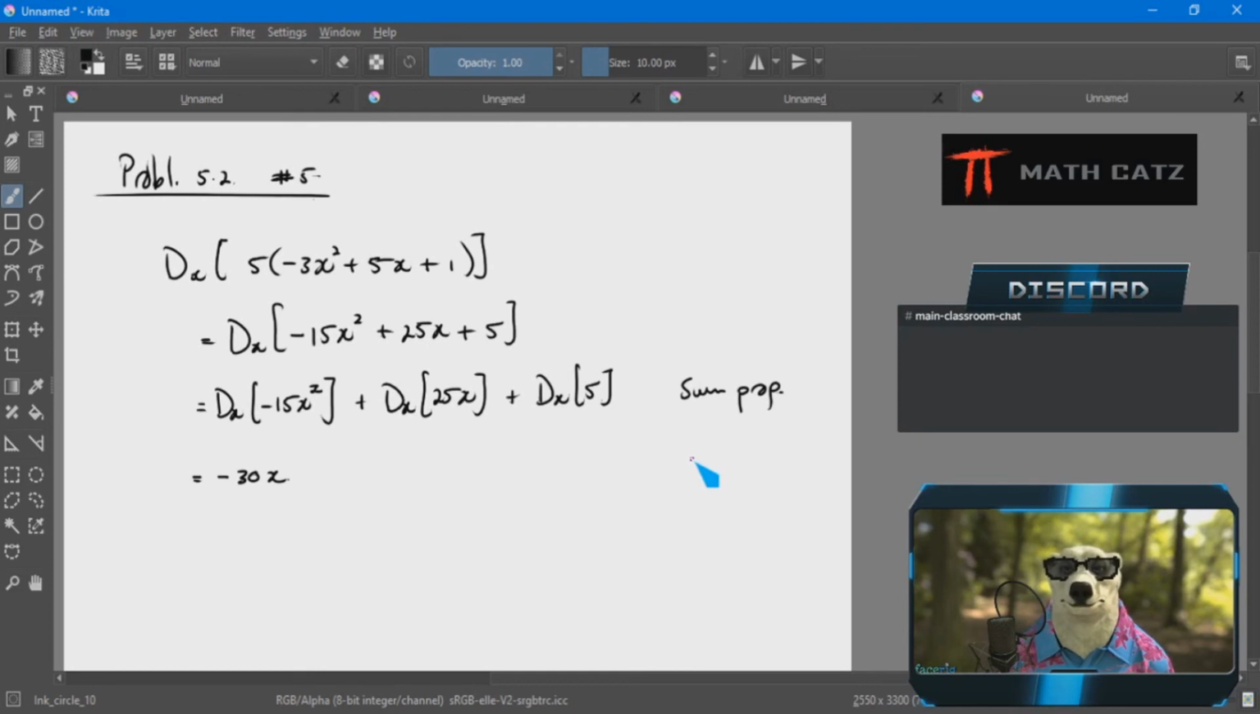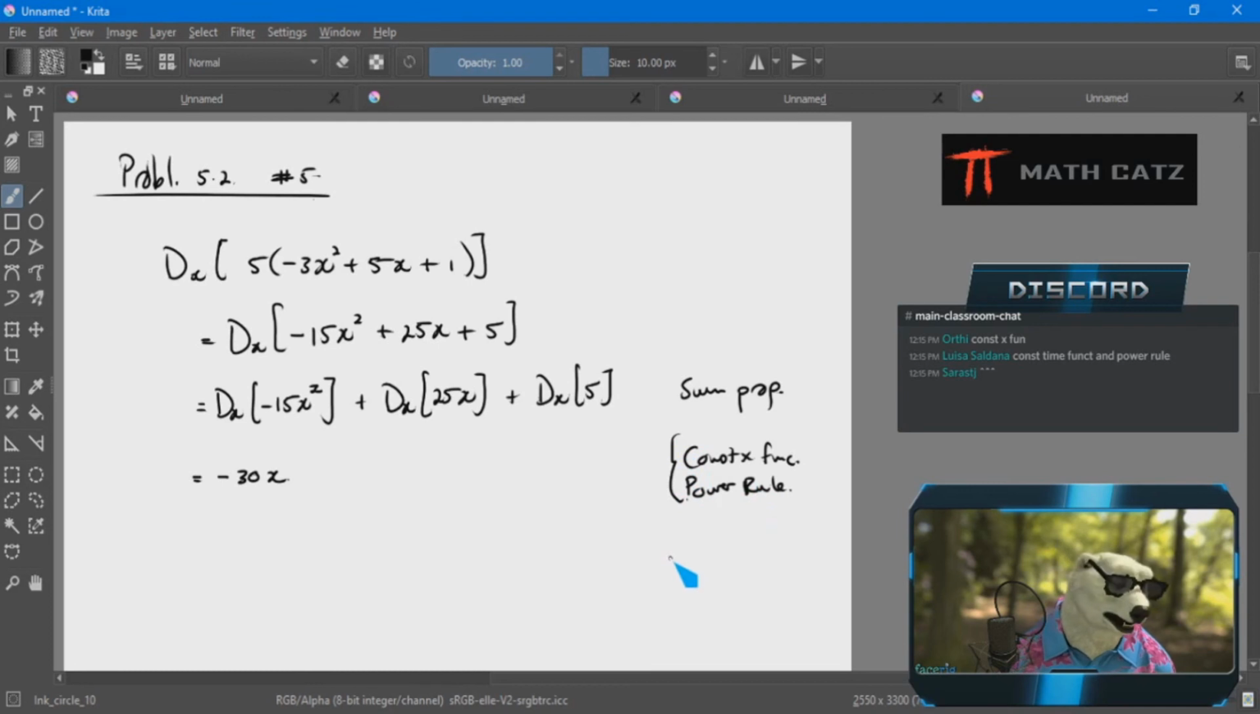This is awkward. Constant times a function. Constant times a function. But we also use the power rule right afterwards, because perhaps we were comfortable to do that, and we did it. That's okay.